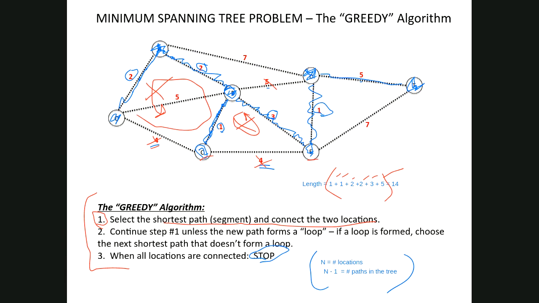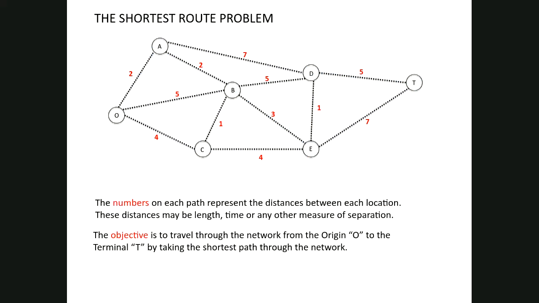But again, the idea is how do you connect every location, not in the shortest way overall from each location, but how do you connect every location with every other location in the shortest way possible. Okay, that's the minimum spanning tree problem. The next problem is the shortest route problem.